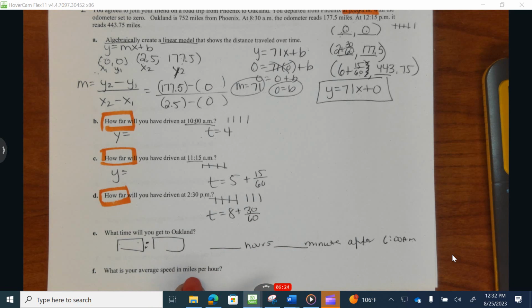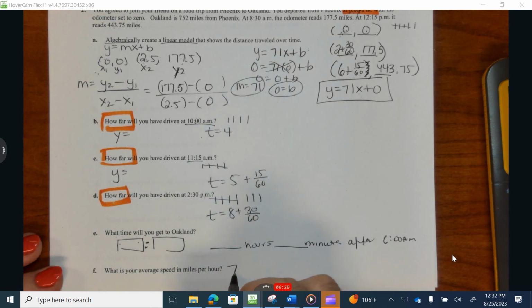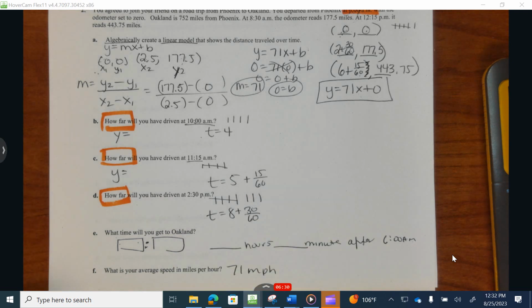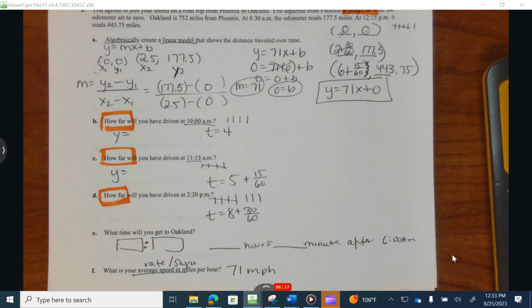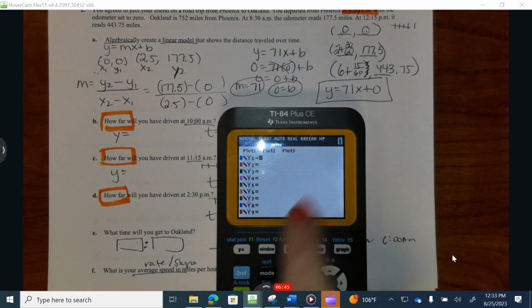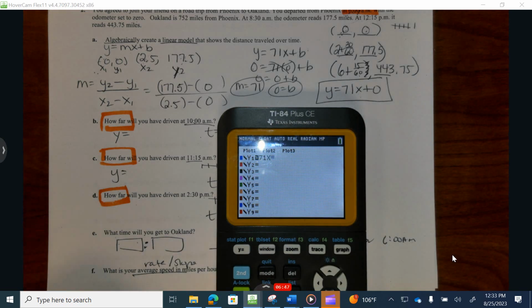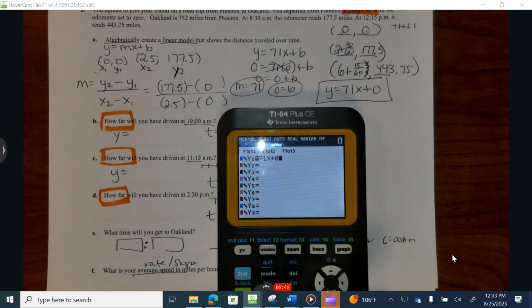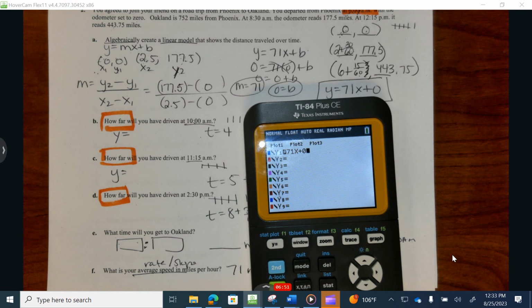And then what was your average speed? So average speed, that just means your rate. Your average speed is 71 miles per hour. Average speed is just your rate. It's your slope. Okay, let's get started. Let's take this, do second plus 712. Again, second plus 712, we're going to go to y equals, and we're going to type in the equation, 71x. And again, you can put plus 0, but putting plus 0 is not necessary.